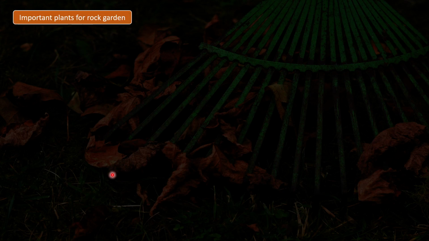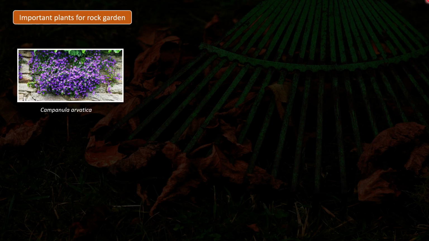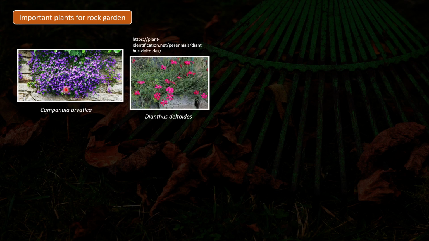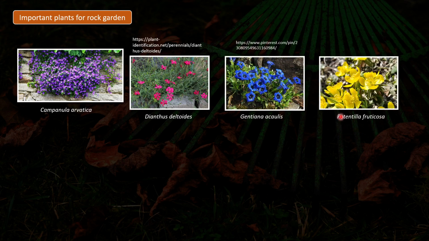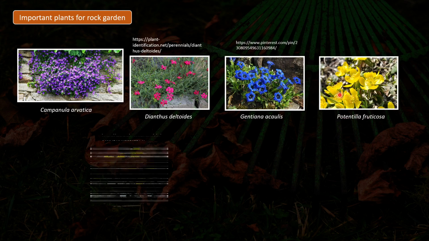Now some important plants for rock garden are, these are the Campanula arvatica. These are the beautiful purple flowered little herbs. Then Dianthus deltoides, this is mainly a winter plant. If you might have gone in the nursery, you would have seen these kind of, these are available in various colors. This is called Dianthus. Then Gentiana acaulis, this is also called blue bell flower. Then Potentilla fruticosa, this is also a rock garden plant.